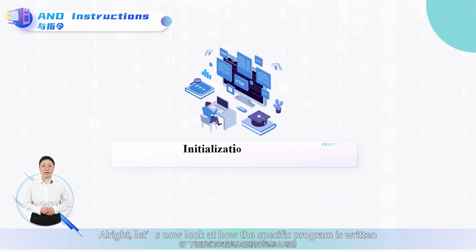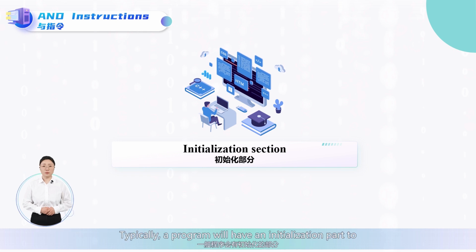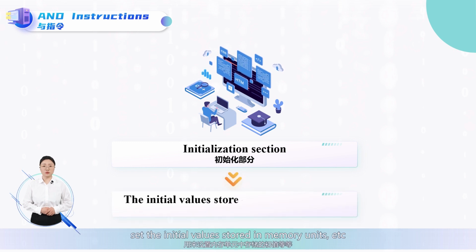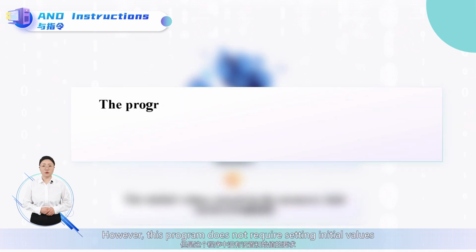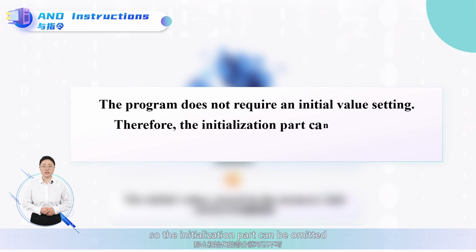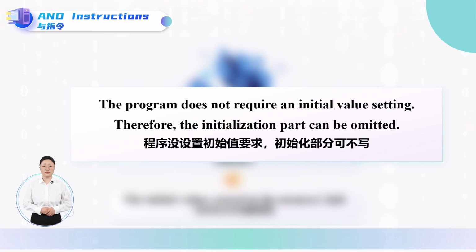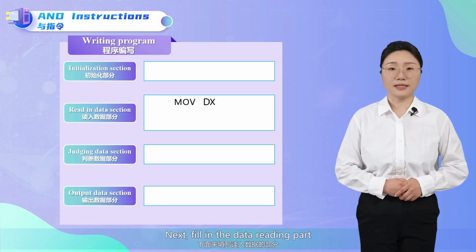Alright, let's now look at how the specific program is written. Typically, a program will have an initialization part to set the initial values stored in memory units, etc. However, this program does not require setting initial values, so the initialization part can be omitted. Next, fill in the data reading part.